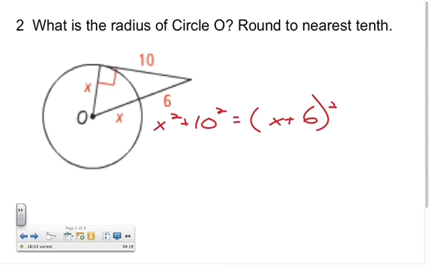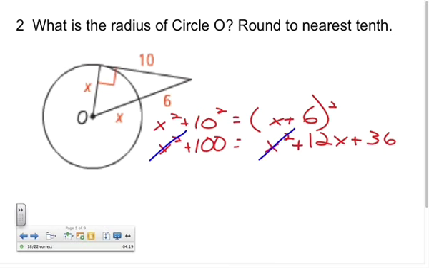Remember, you must FOIL that out on the right-hand side, ladies. You have to FOIL it out on the right-hand side. So you would get x squared plus 12x plus 36 equals x squared plus 100. Once again, conveniently, my x squared terms cancel out. And when I subtract 36 from both sides, I have 64 equals 12x, and that's why x equaled 5.3 repeating.